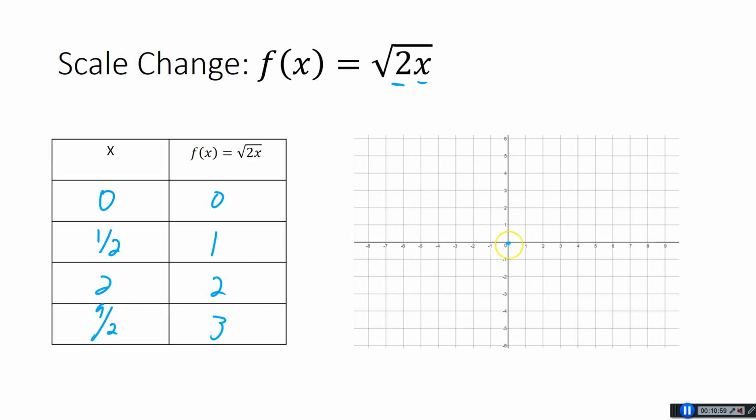So let's see what this looks like. So 0, 0 is on there. 1/2, 1 is right there. 2, 2 is right there. And 9/2, which is 4.5, is right there.